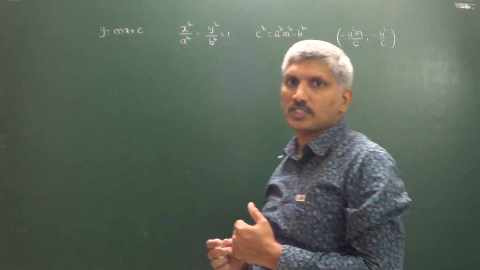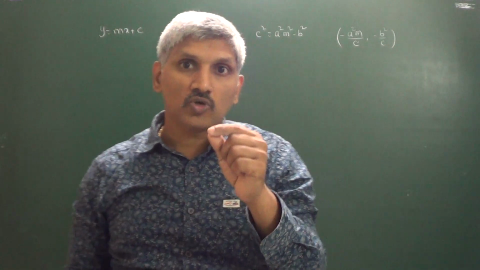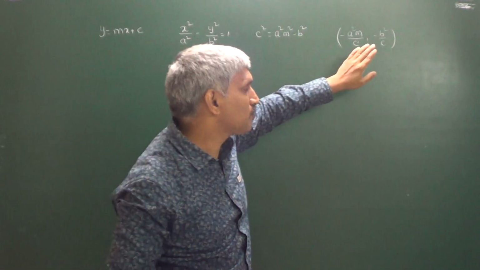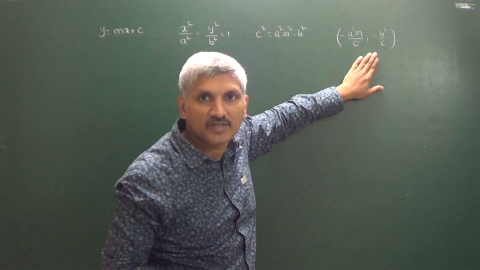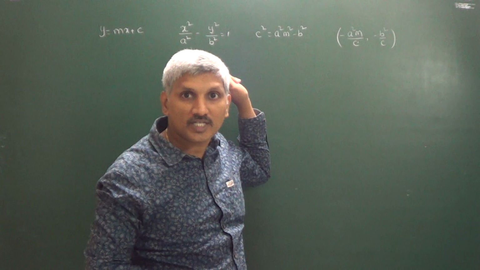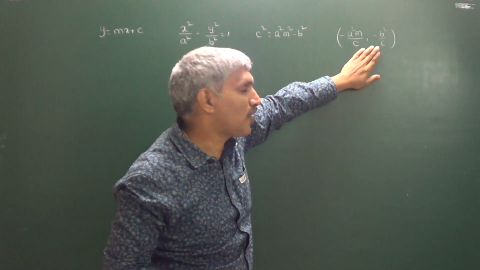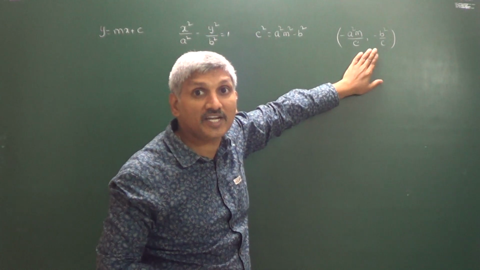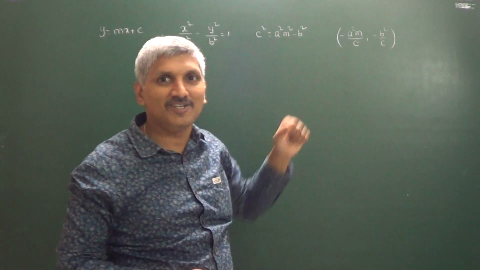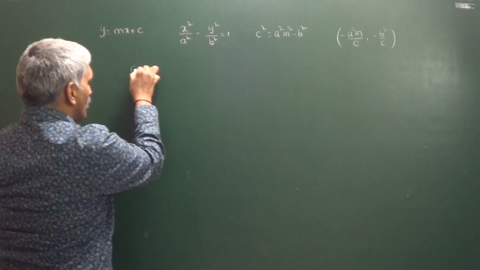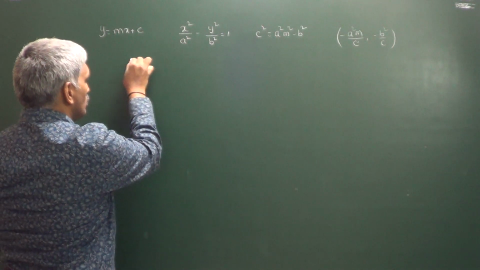So what did we discuss about an asymptote? Asymptotes are tangents to the curve at infinity. That means this point of contact, where the tangent touches the hyperbola, must be at infinity. That means the c value must be equal to 0. So for asymptotes, c must be equal to 0.